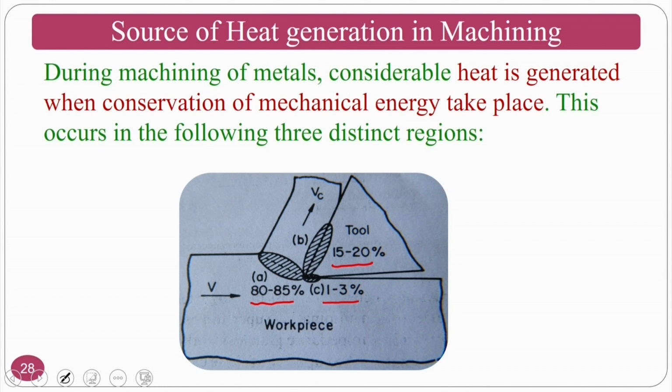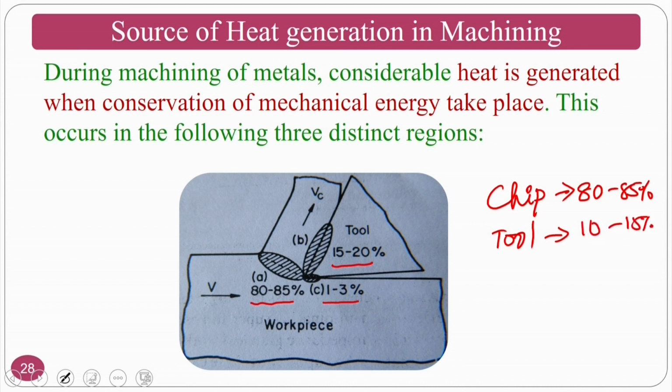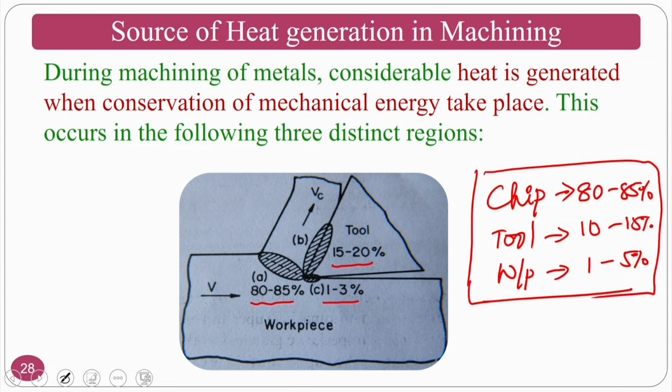So, how is the distribution? Normally the chip will take 80 to 85%, the cutting tool will normally take around 10 to 15%, and the workpiece takes around 1 to 5%. Okay. This is the combination of these things that takes place. This is nothing but temperature distribution. This is temperature generation. This is temperature distribution.